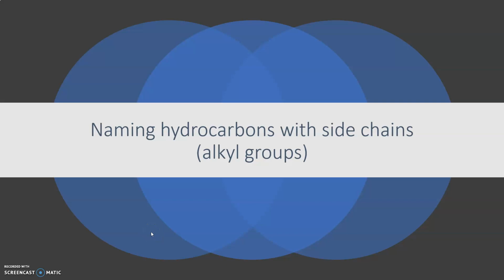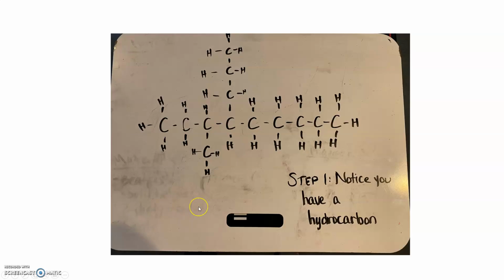Naming hydrocarbons with side chains or alkyl groups is very similar to naming with an unsaturated bond in that you need to identify the location of those side groups. So let's take a look at this first example. Here I have a hydrocarbon. I know it's a hydrocarbon because the only elements in this particular molecule are hydrogen and carbon.